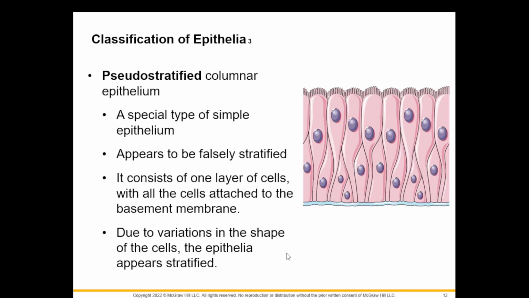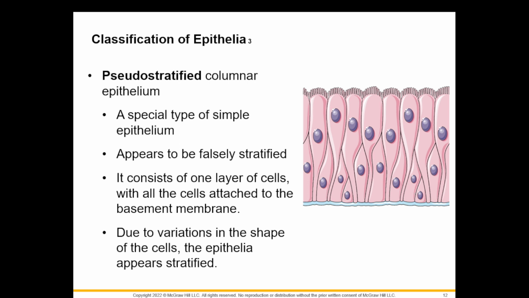Now, there is a special type of epithelium which is called pseudo-stratified columnar epithelium. So, pseudo-stratified means falsely stratified. Pseudo means false or fake. Again, it's a special type of epithelium. Now, why is it called fake or falsely stratified? Because as you can see in this image, it looks like there are several layers, right?